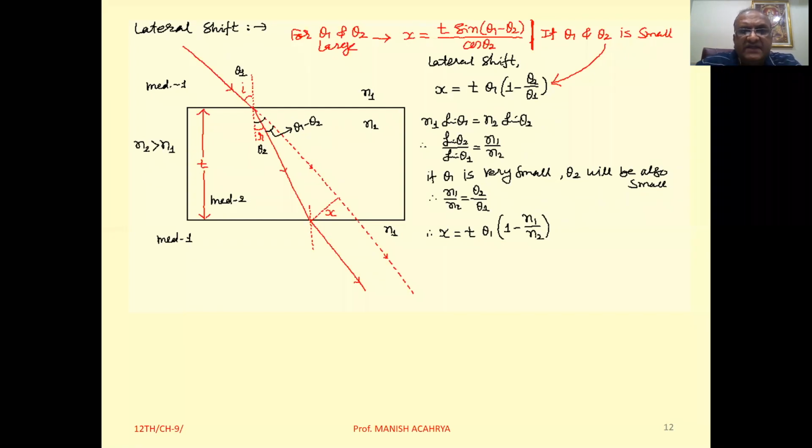Now understand this thing with the help of this figure. Say this is the medium number 1 having refractive index n1. This is medium number 2 having refractive index n2. And again this one is medium number 1 having refractive index n1. Now suppose as shown in the figure, the light ray is incident on the surface separating these two media. Now the ray is propagating from rarer to denser.